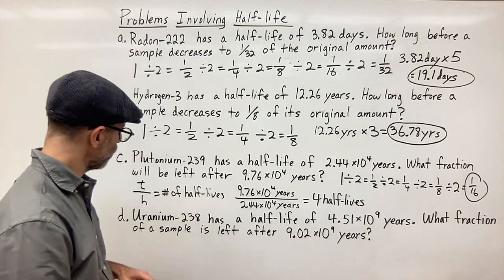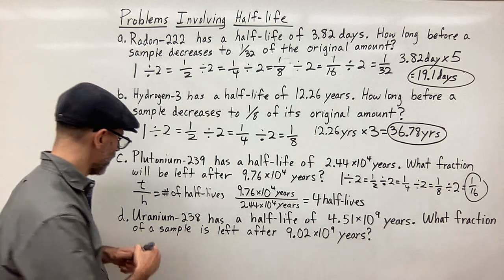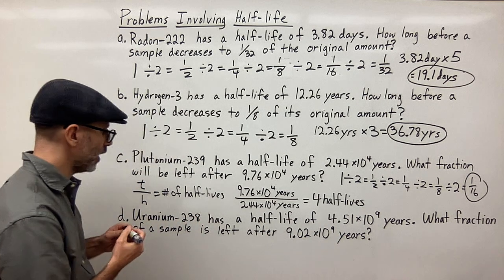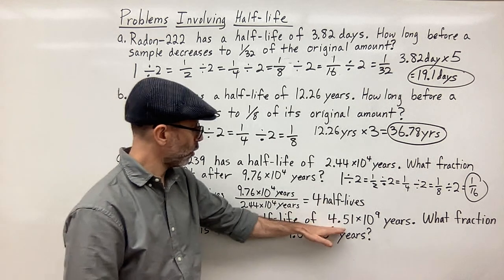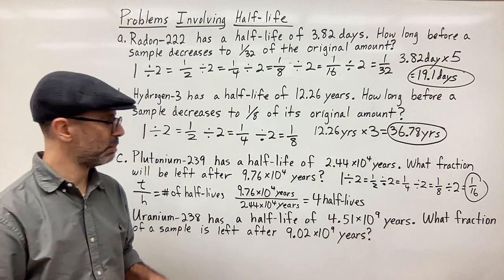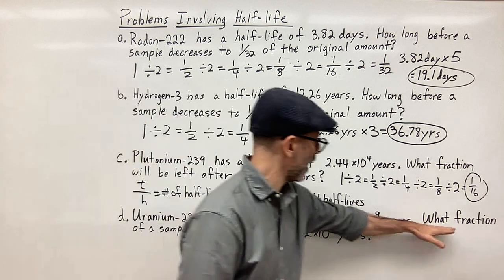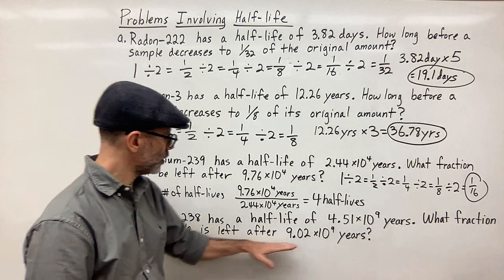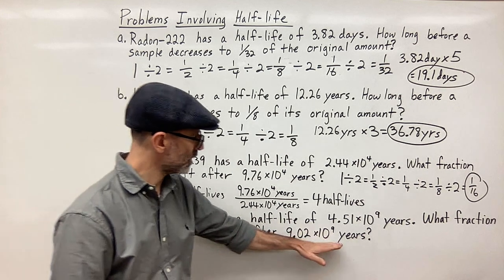Okay, next problem. Last but not least, we have uranium-238. Uranium-238 has a half-life of 4.51 times 10 to the 9 years. That's 4.51 billion years. What fraction of the sample is left after 9.02 times 10 to the 9 years?